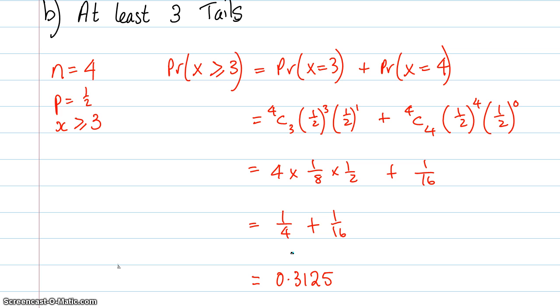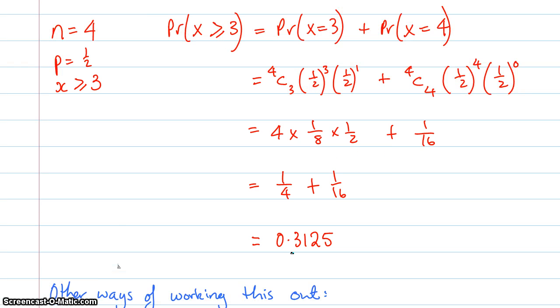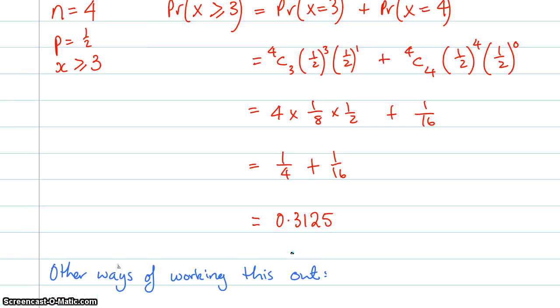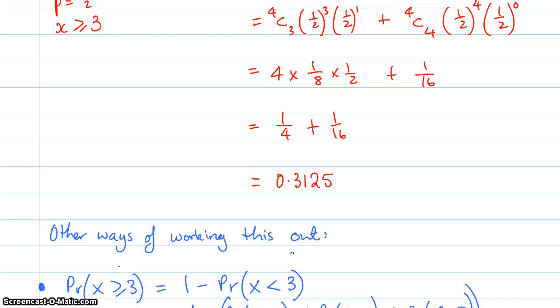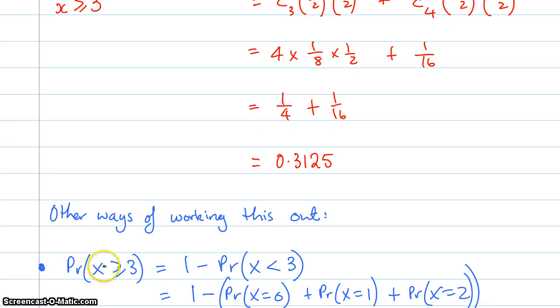There are a couple of other ways of working this out, and this is where I'll show you BinomialPDF and BinomialCDF. So another way is I could have done the probability that x is greater than or equal to 3 is the same as 1 minus the probability that x is less than 3. This is what I was talking about in one of the first videos, the probability of a plus the probability of a complement is equal to 1. That's what this is here. And x is less than 3 is x equals 0, x equals 1, and x equals 2.